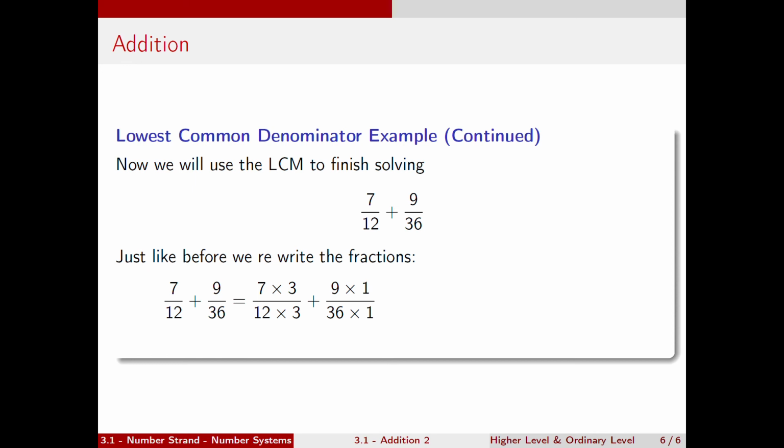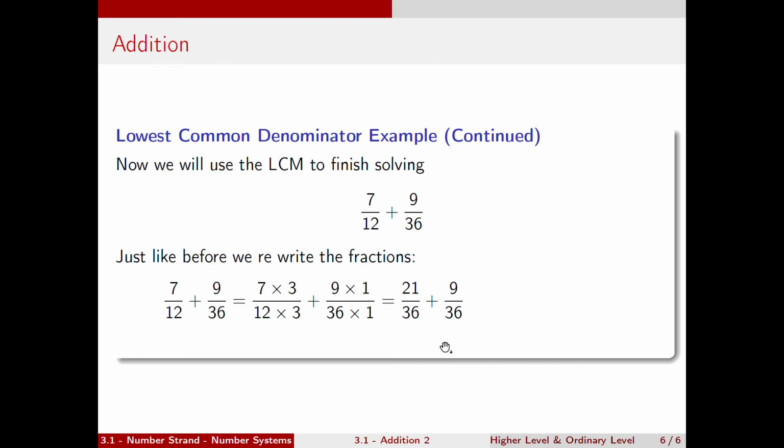For 7 over 12, we know we need 36 on the bottom line. So 12 times 3 is 36. When we multiply 12 by 3 on the bottom, we must also multiply 7 by 3 on the top, so as not to change the value of the fraction. Again, 36 is the number we want on the bottom for both fractions, so 36 will stay the same on 9 over 36, so we multiply it by 1, and 9 times 1. So this will give us 21 over 36 plus 9 over 36.